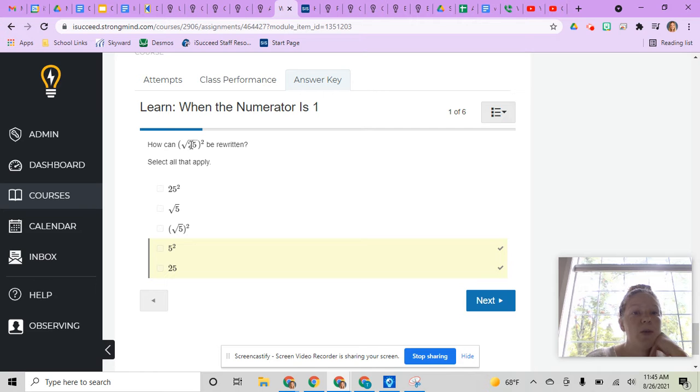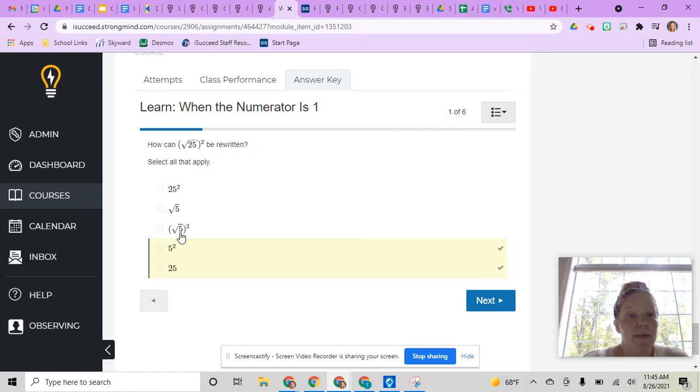Okay, so how can the square root of 25 squared be rewritten? You have to select all that apply. Select all that apply are always a little bit tricky because you have to make sure you get all the right answers. Looking at 25 to the second power, they just took away the square root without doing anything else. That's not allowed, so no to that one. The square root of 5: they turned the 25 into a 5 and took away the squared. That doesn't make sense, so that one's out.